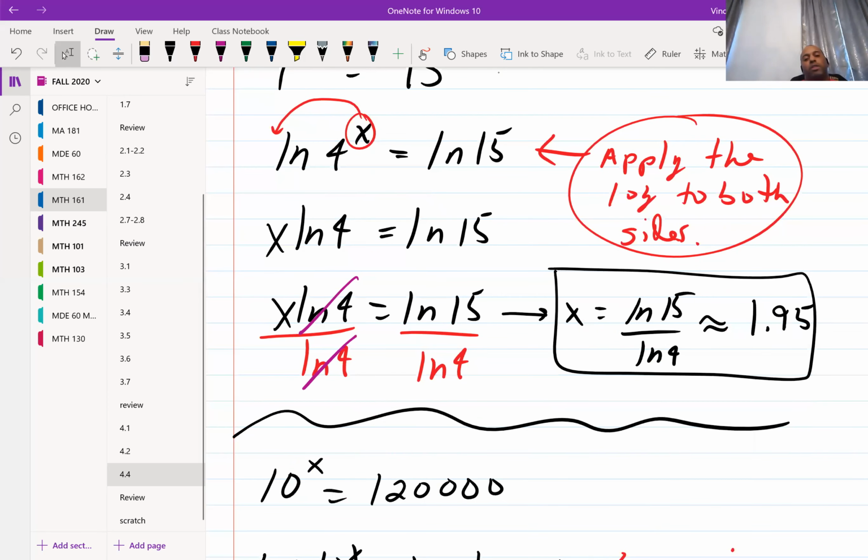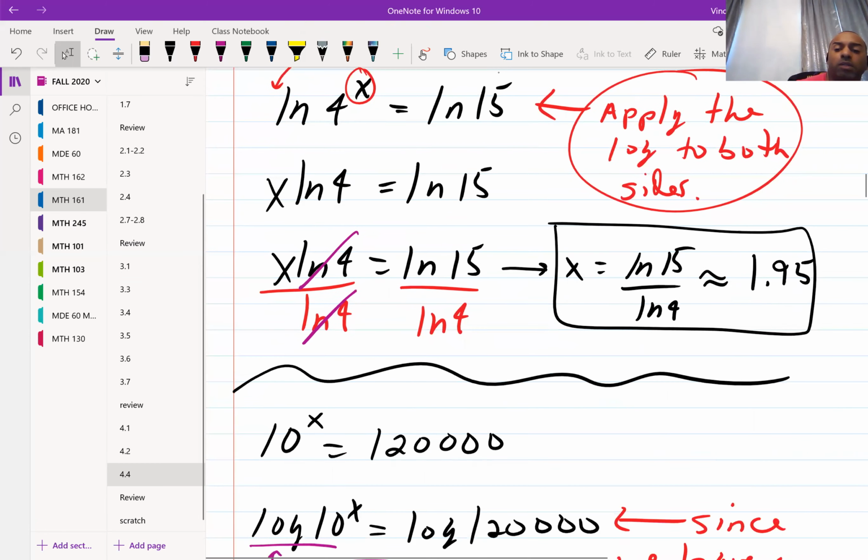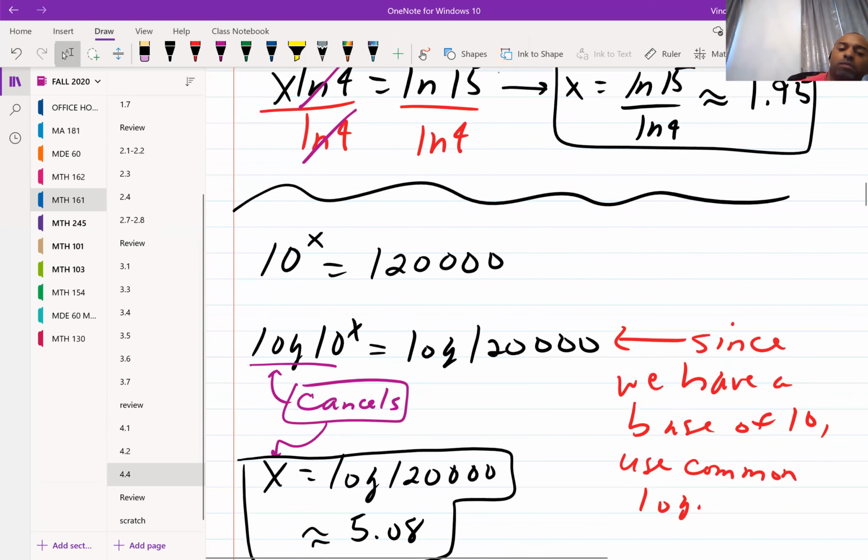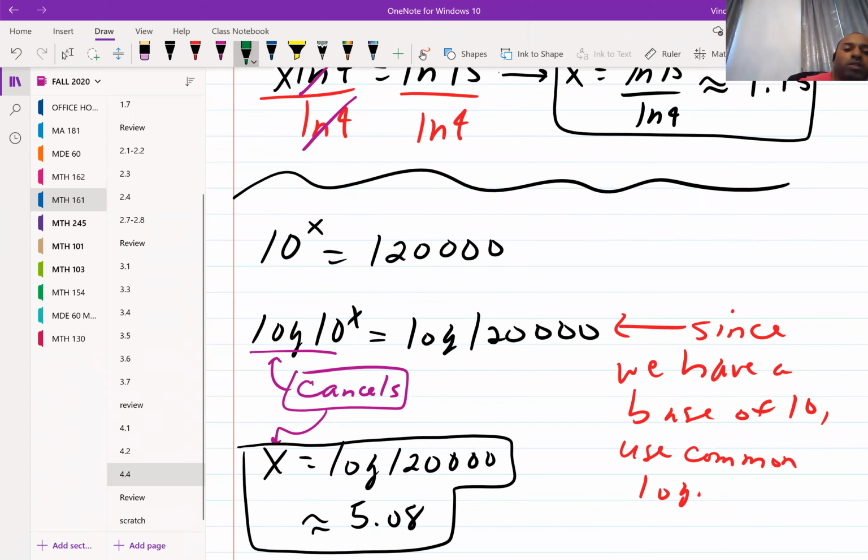10 to the x equal to 120,000. So here it would be in our best interest to use the common log since we have base 10 for that exponent. So we'll use the regular log and not the natural log. And so this log and that 10 will cancel, leaving us with just x. Then on the right side, we have a log of 120,000, which is approximately 5.08.